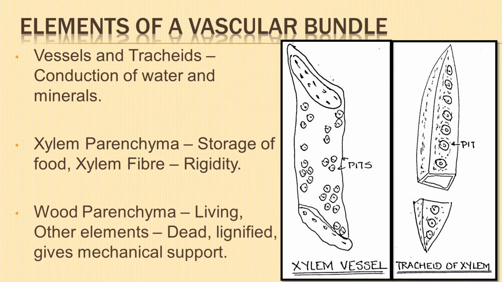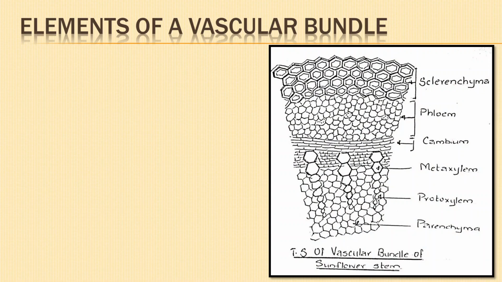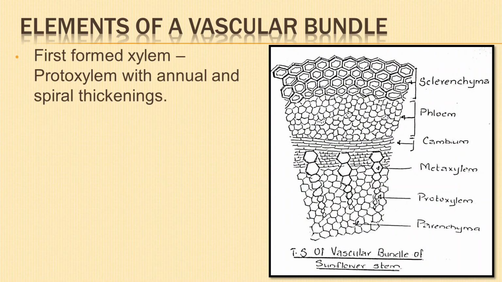Among the different elements of xylem, only wood parenchyma is living, while the other elements are dead and lignified and therefore give mechanical support to the plant. The first formed xylem are the protoxylem. Annular and spiral thickenings are the characteristics of protoxylem elements.